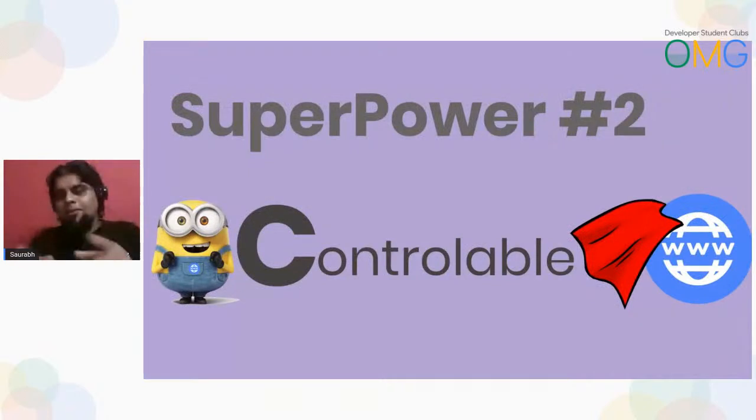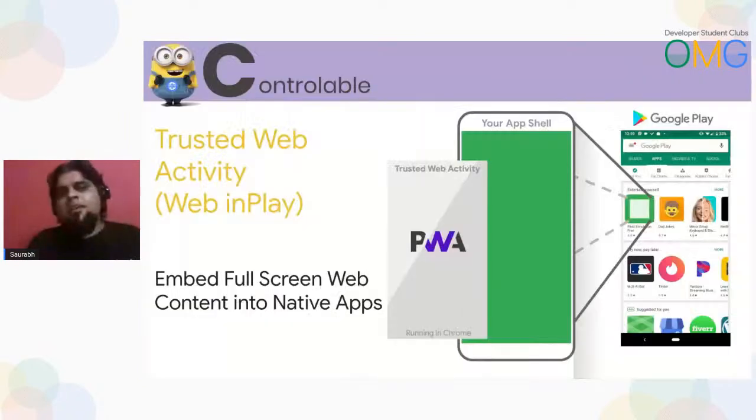Cool. And with that, we come to superpower 3. Sorry for the wrong number 2 there, but yeah, it's superpower number 3, which is controllable. Now, when we say controllable, what we mean is that it gives you an extra layer of control when you're talking about websites. Because imagine, again, I'll take the example of apps.